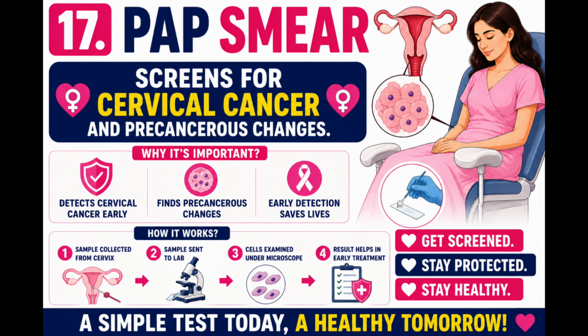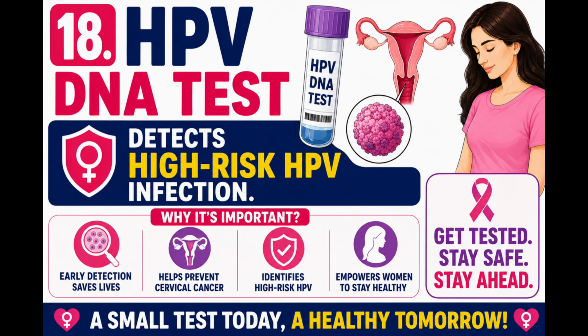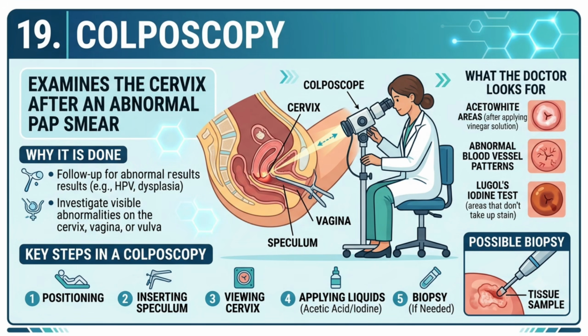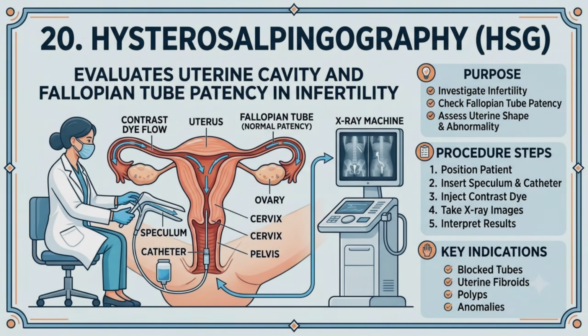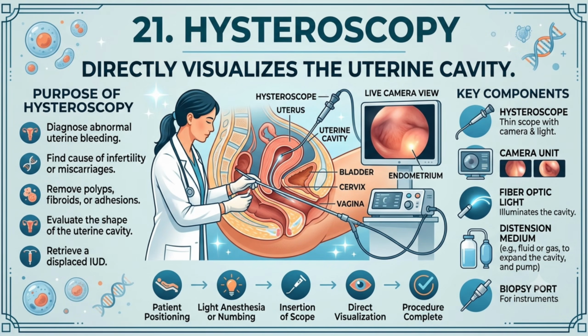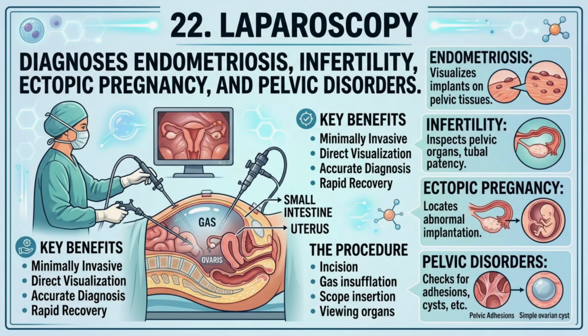Next is HPV DNA test to detect high-risk HPV infection. Next test is colposcopy. It examines the cervix after an abnormal pap smear. Next one, hysterosalpingography. It evaluates the uterine cavity and fallopian tube patency in infertility. Next is hysteroscopy. It directly visualizes the uterine cavity. Next is laparoscopy to diagnose endometriosis, infertility, ectopic pregnancy and pelvic disorders.